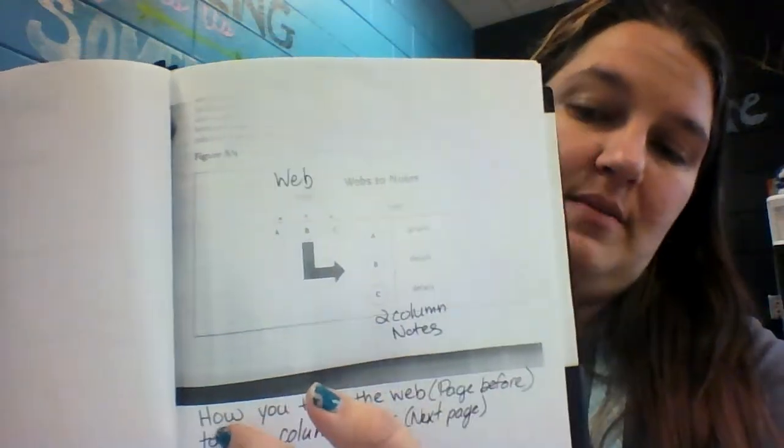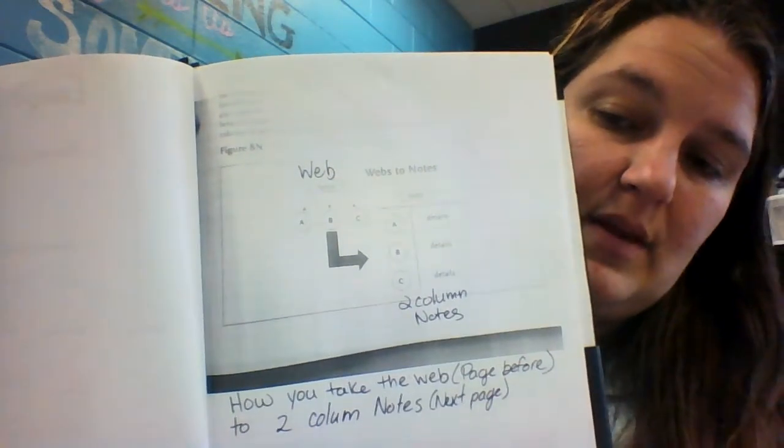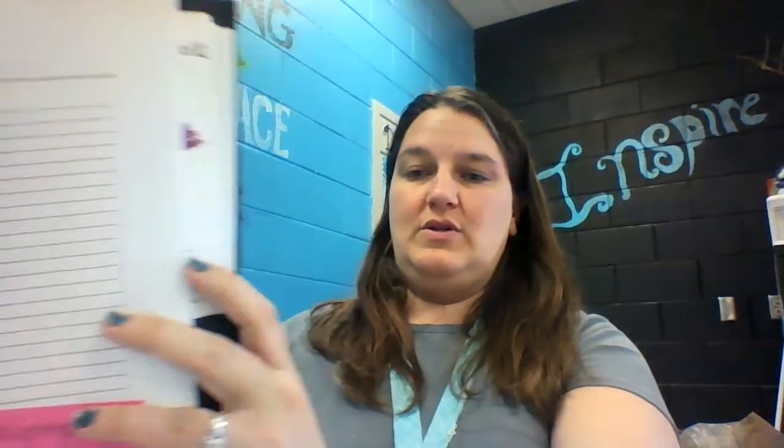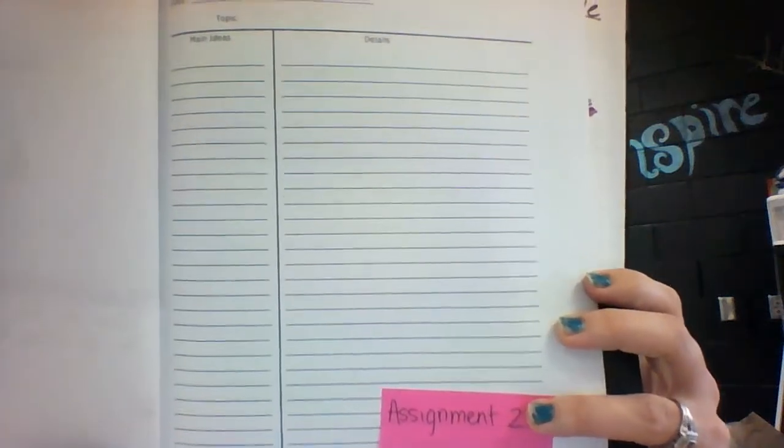This is how you take your notes, 2-column notes from your web. You're basically copying your web into your 2-column notes. This is what your 2-column notes will look like on your own piece of paper.